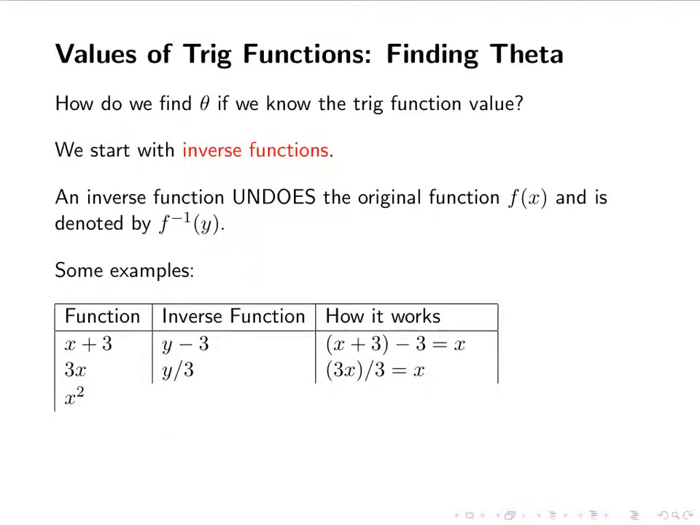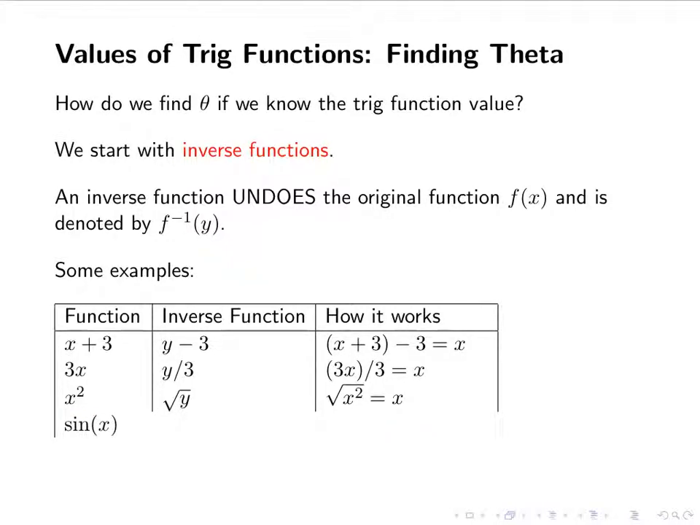So here's another one, x squared. How do I undo the square? I take the square root. And again, I'll plug in x squared into y, and the square root of the square is the original x, assuming that x was positive, but we're not going to get into that.